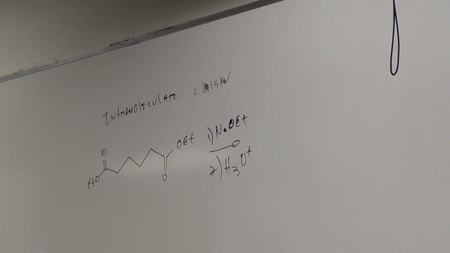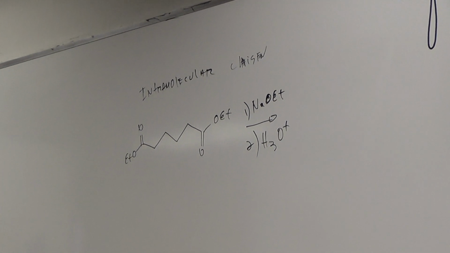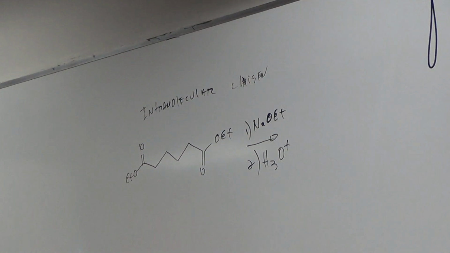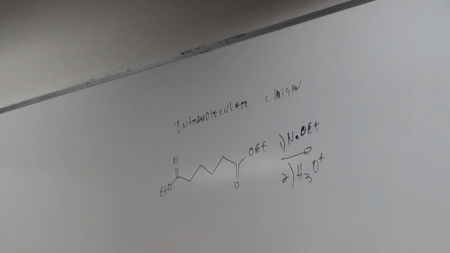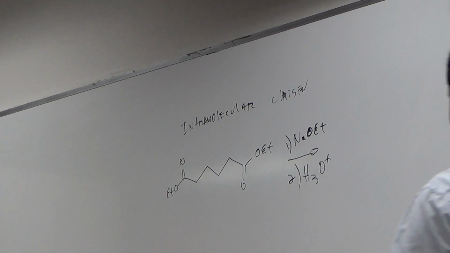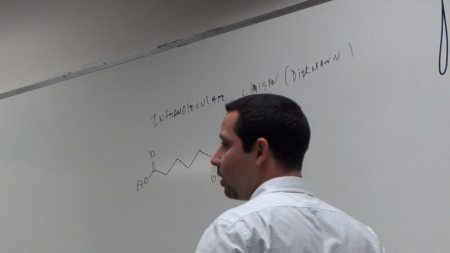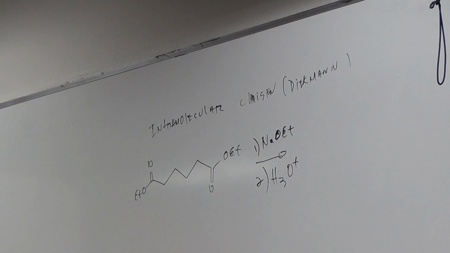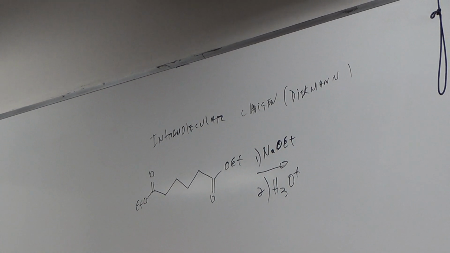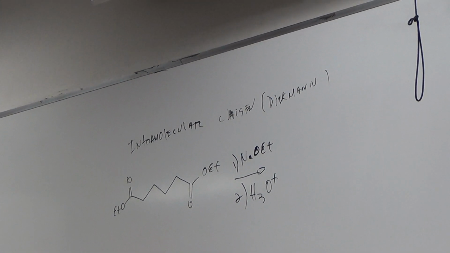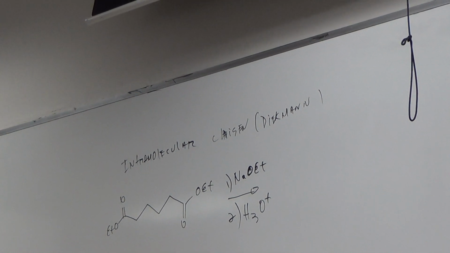Intramolecular Claisen has a name, and the name is? I don't know how to pronounce it. I'm afraid of pronouncing it. I may pronounce it wrong. It's Dykeman. No, it's not Dykeman. Even if you spell it, you can't. Dykeman? How would you pronounce this? Dykeman. The E is silent. Oh, the D is silent. I don't know. We're not pronouncing it, okay? I don't know. So write the product.